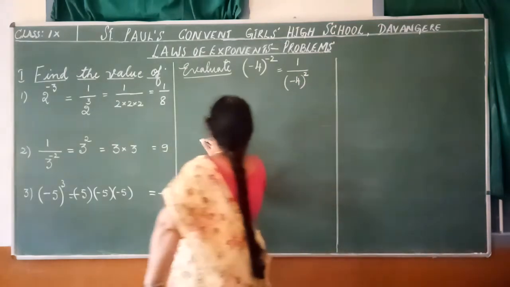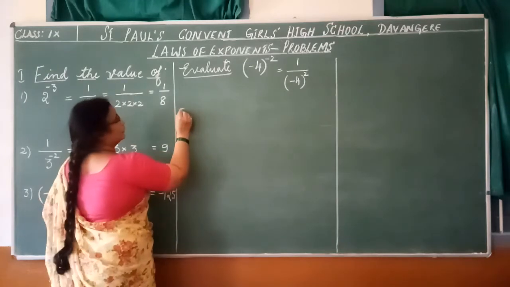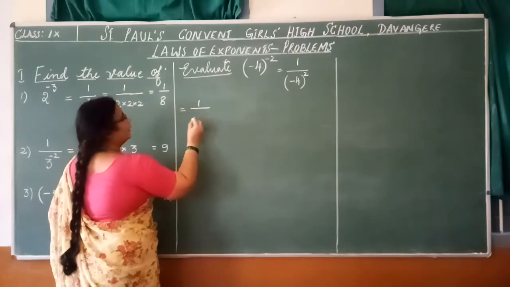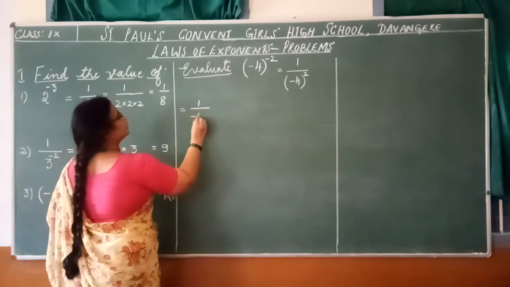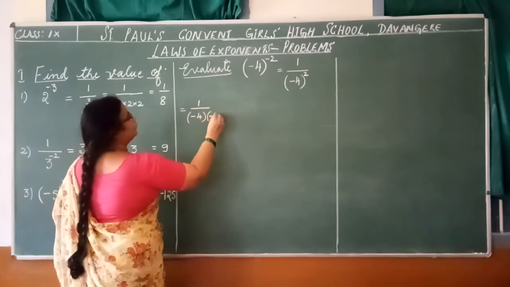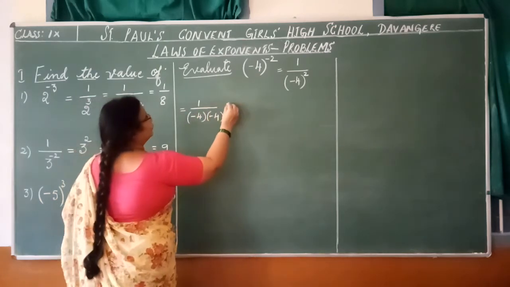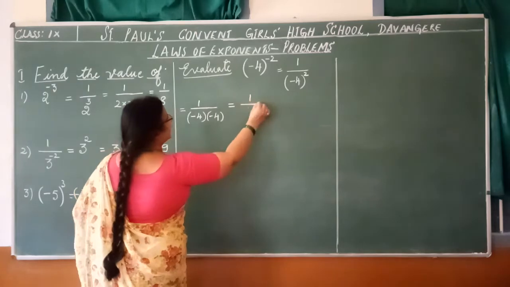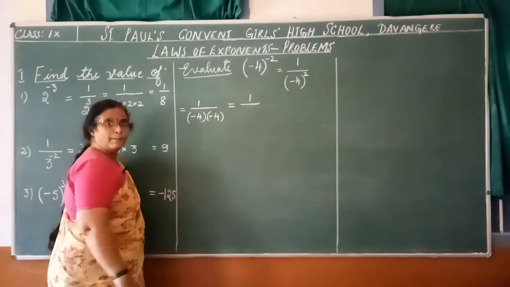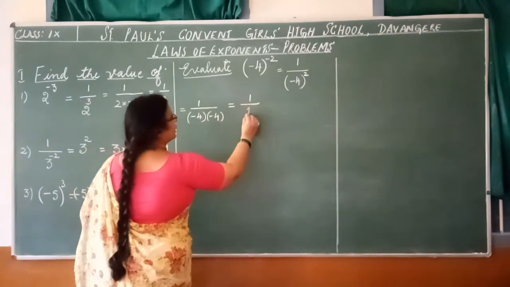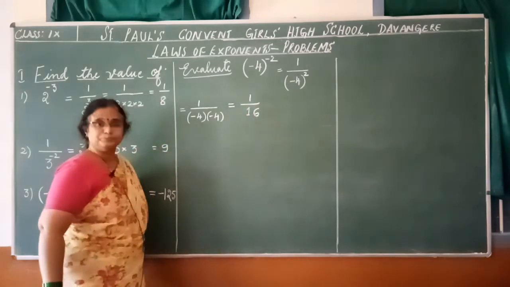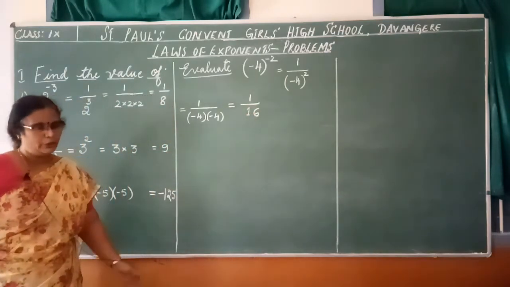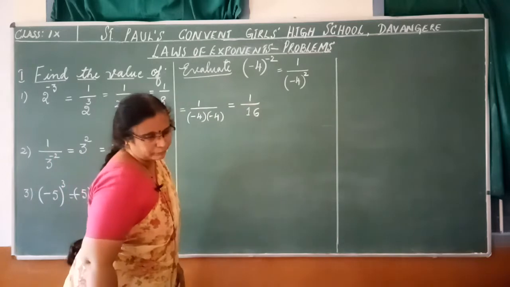Now, that is equal to 1 by minus 4 whole square, which is minus 4 into minus 4, which is equal to 1 by, minus into minus is plus, 4 4s are 16. I hope you are able to understand, children.